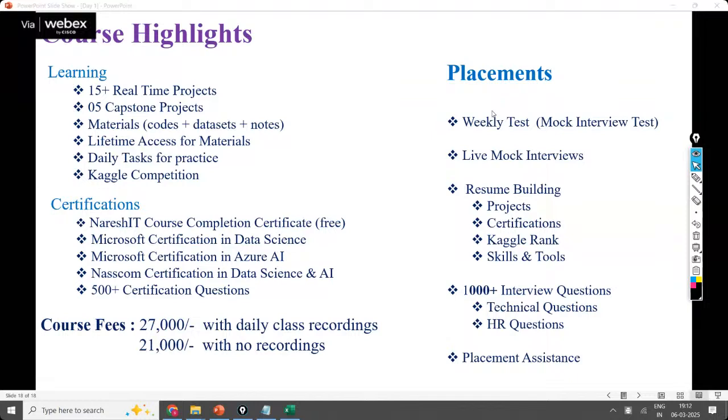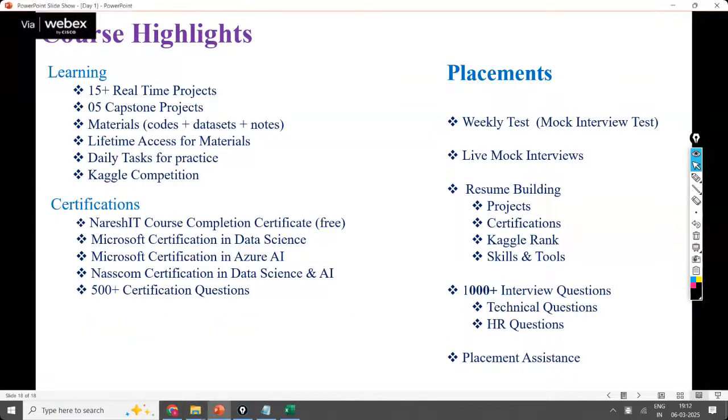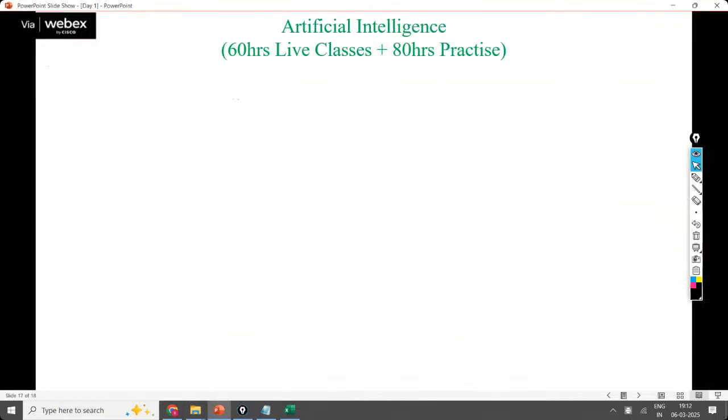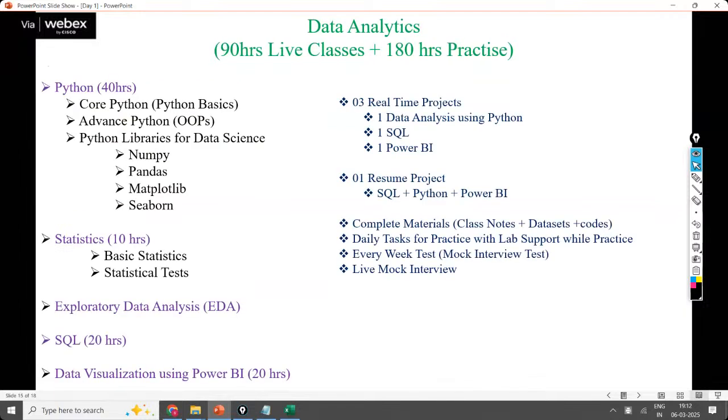Working professionals, are there different class timing options? No, for everyone the class timing will be the same for both offline and online. Both will be done simultaneously. In front of me, online students and offline students are there. Next, will you teach any tools like Power BI? Yes, Power BI is also part of this, as I've told you. In data analytics, we are including SQL and Power BI. I have mentioned it clearly.